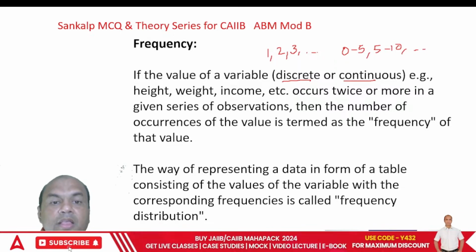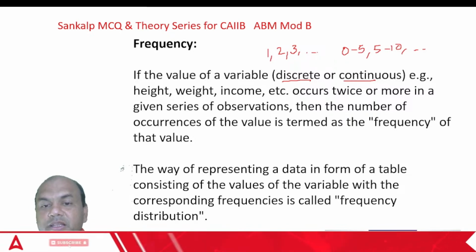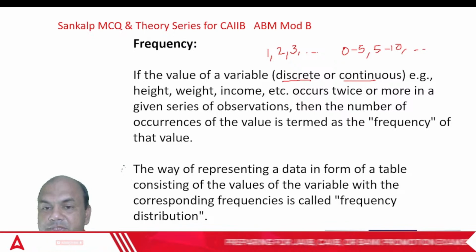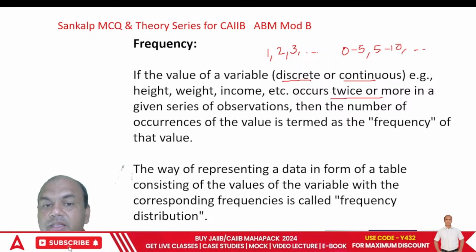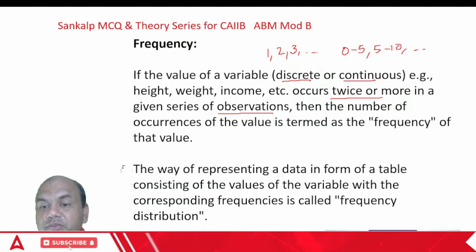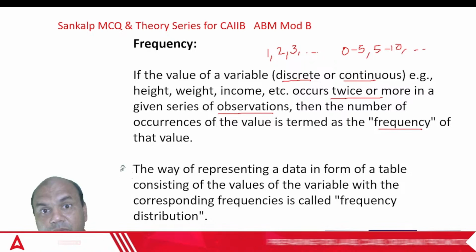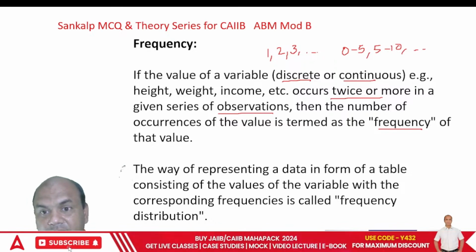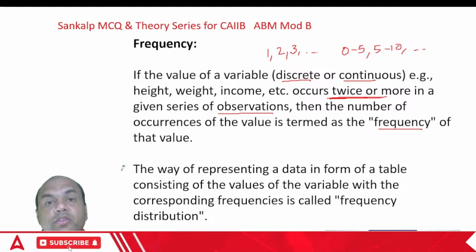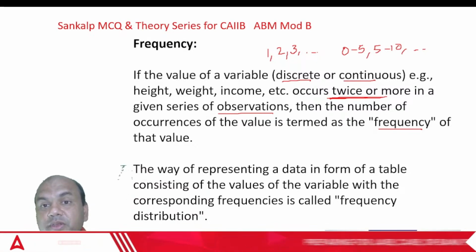Okay. So if the value of the variable, discrete or continuous, for example height, weight, income, occurs twice or more in a given series of observations, then the number of occurrences of the value is termed as frequency. So this is an important definition from exam point of view. In exam, this word twice or more will be important for you. So anything which appears twice or more will be called as frequency.